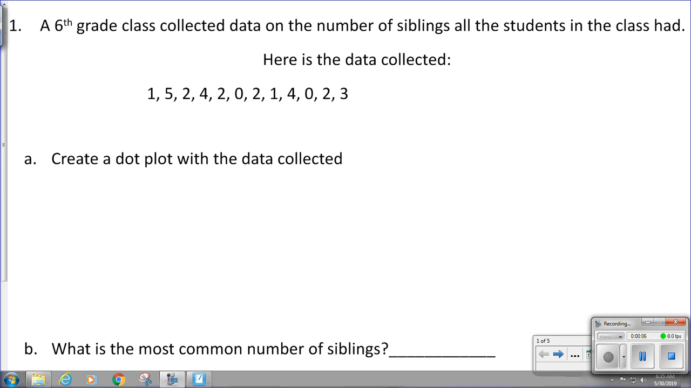A class collected data on the number of siblings all the students in the class had. Here is the data collected. A, create a dot plot with the data collected. So a dot plot, first of all, needs a title.